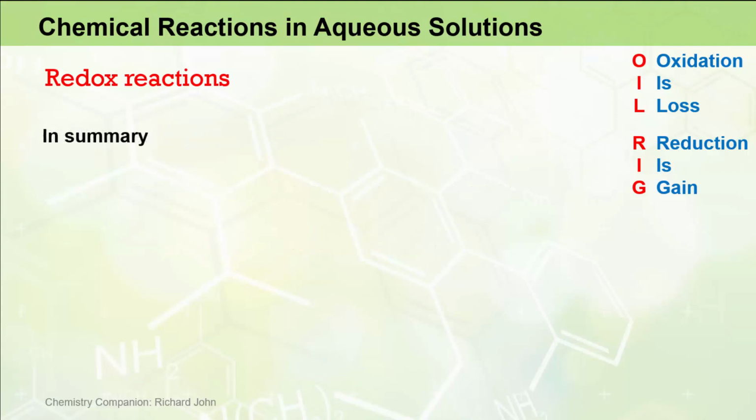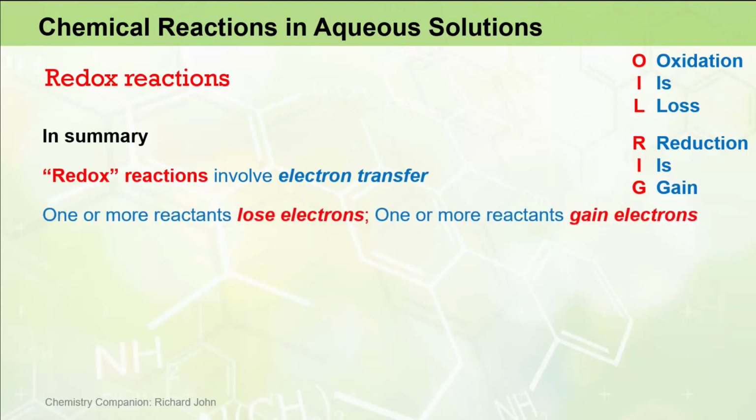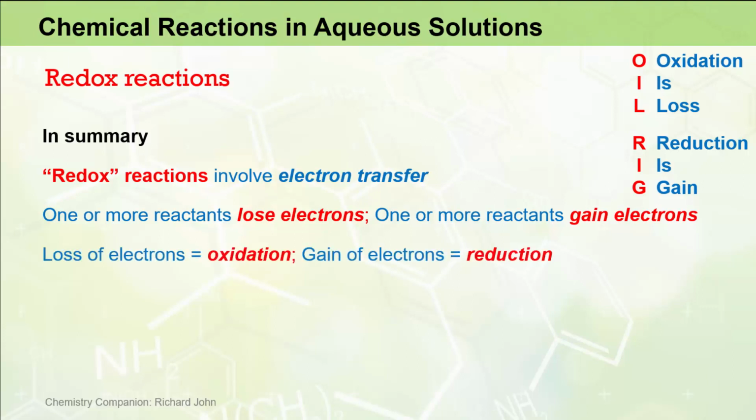In summary, you will have surmised that the term redox is derived from the terms reduction and oxidation. Redox reactions involve the transfer of electrons from one substance to another substance, where one or more reactants loses electrons and one or more reactants picks up or gains those electrons. Loss of electrons is referred to as oxidation, while the gain of electrons is referred to as reduction. And our OIL RIG mnemonic at the top right is very useful in remembering which is which.